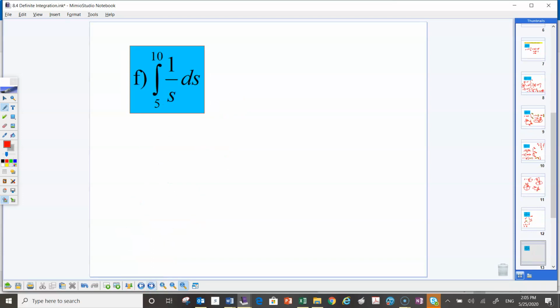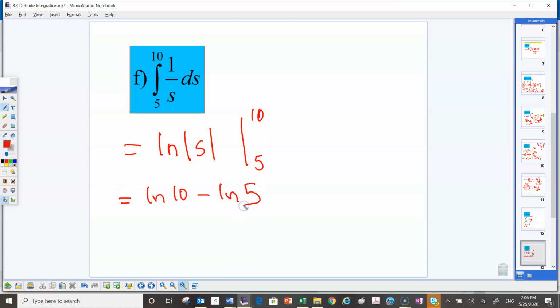Okay, this one here, bells and whistles should be going off right now, because if I tried to move this up to the top and got s to the minus 1 and tried to integrate, if I added 1 I'd get 0, I'd be dividing by 0, and you can't do that. Hopefully you recognize that the integral of 1 over s is ln of absolute s, going from 5 to 10, which now would be ln 10 minus ln 5. If you remember from pre-calc 30, if you're subtracting two logarithms that have the same base, you can combine them, provided you divide the 10 and the 5. So my final answer would be ln 2.